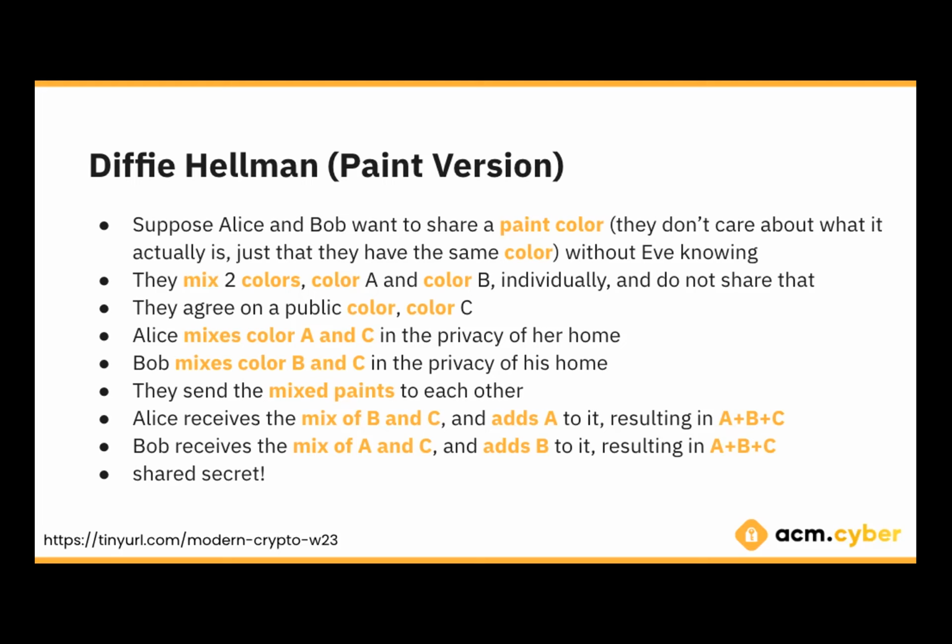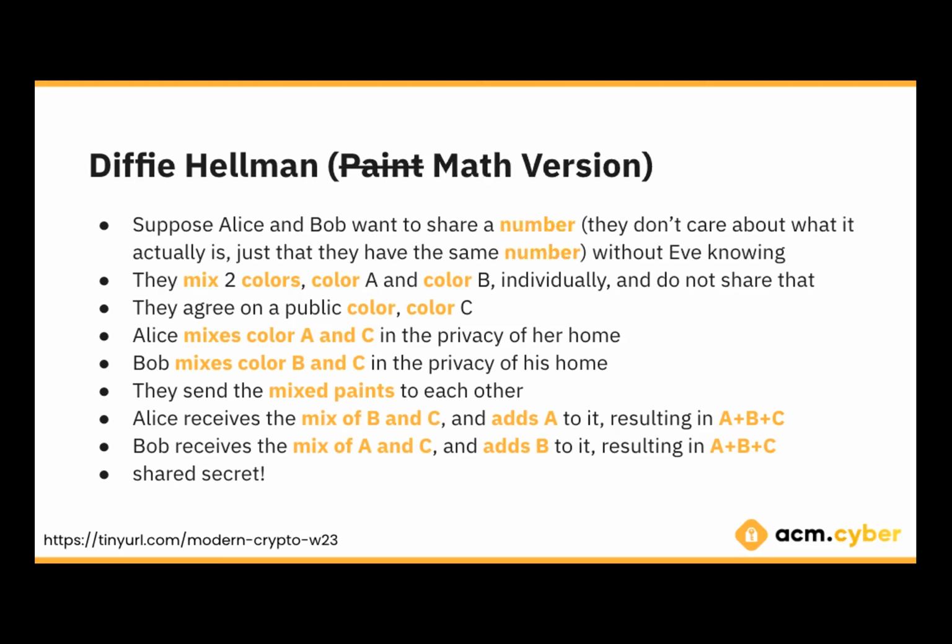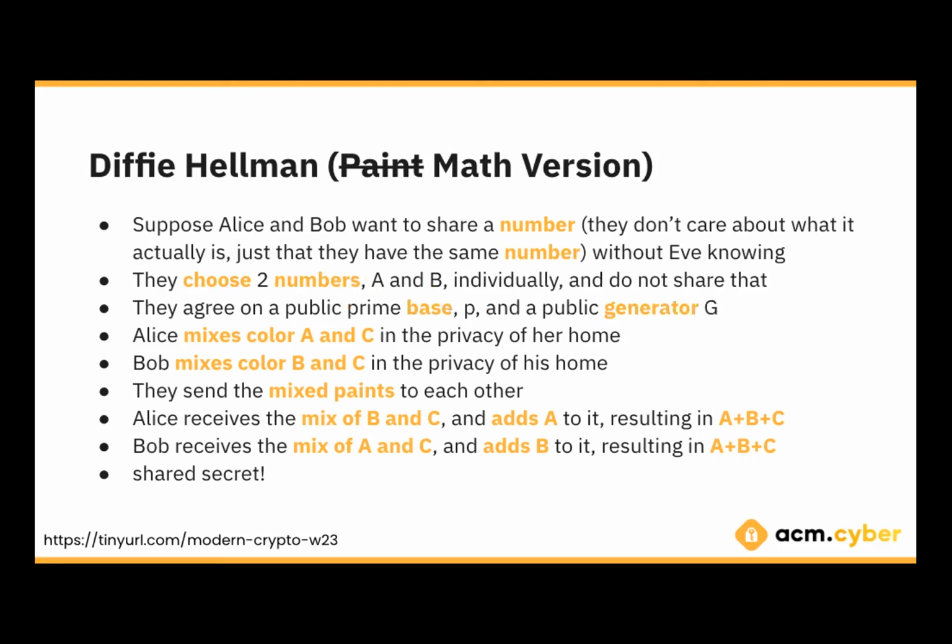So now let's take a look at the actual math version. Suppose that Alice and Bob want to share a number. Remember, keys are just numbers because they're information, right? They don't really care about what it is, just that they have a number. They can use that key later on to encrypt actual useful messages. Instead of mixing two colors, they choose two numbers, A and B, separately. They agree on a public prime base P and a public generator G. The reason they do this is that if you have a prime base, then a generator is anything that's smaller than the prime and is not one.